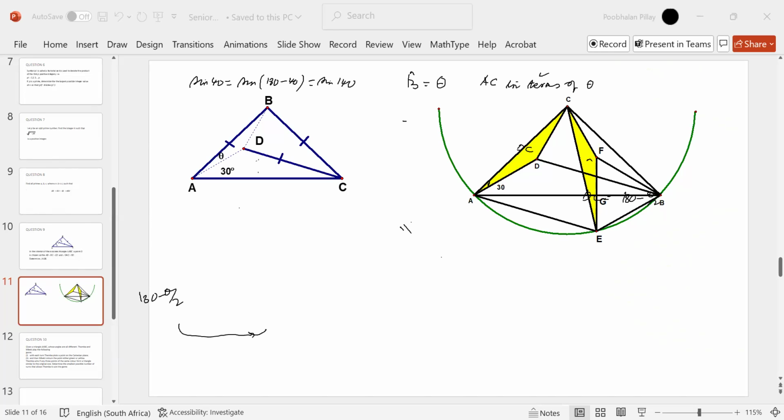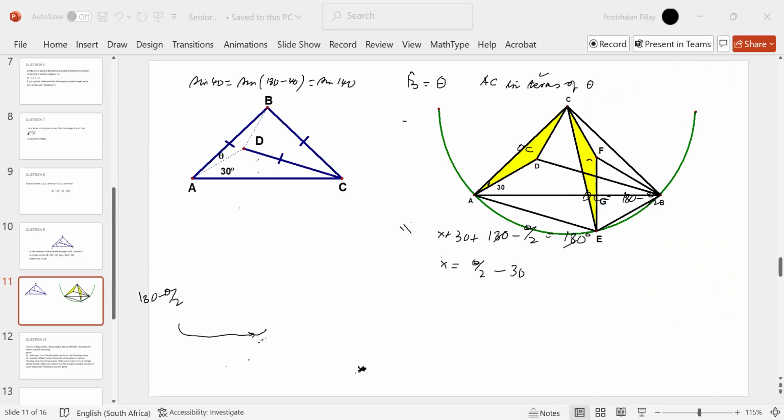Okay. So you got this, you got that. So let's try to calculate this first. Let's call this x. So you have x plus 30 plus 180 minus theta over 2. X plus 30 plus 180 minus theta over 2 is equal to 180, angles of a triangle. 180 is cancelled, and you have that x is actually equal to theta over 2 minus 30. This angle here is theta over 2 minus 30.